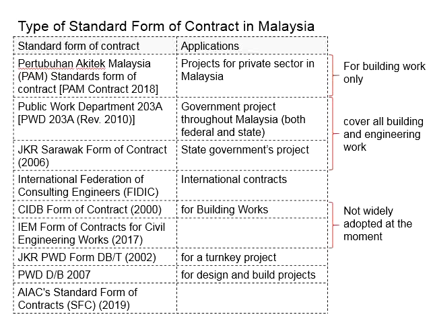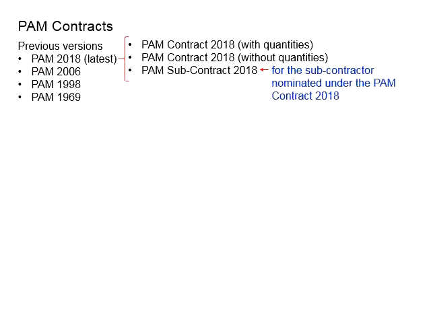In previous videos, we mentioned various standard forms of contract in Malaysia. We have the PAM contract, we have PWD 203A, and other standard forms of contract. In these videos, we're going to discuss a bit regarding these forms of contract. First, let us look at the PAM contract.